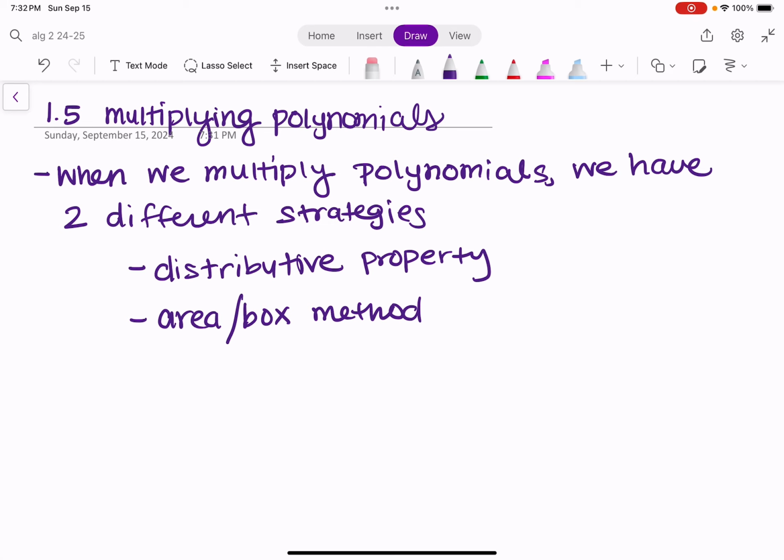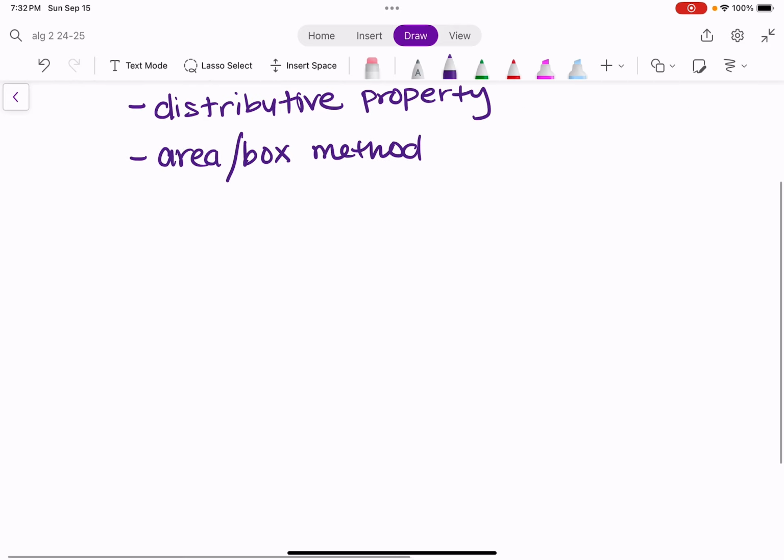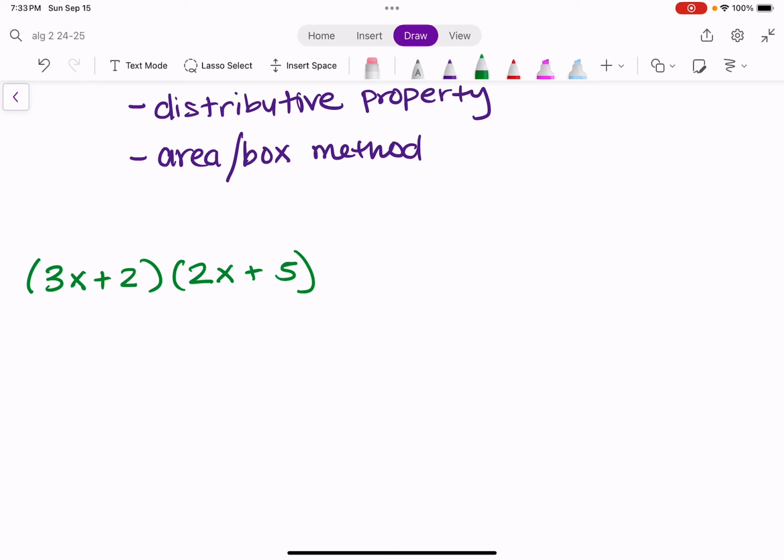We're actually going to do a question twice, trying each method. The question is 3x plus 2 times 2x plus 5. We're going to do it twice because I'm going to show you both strategies. If you notice, we're multiplying two binomials, because there are two terms in each parentheses.